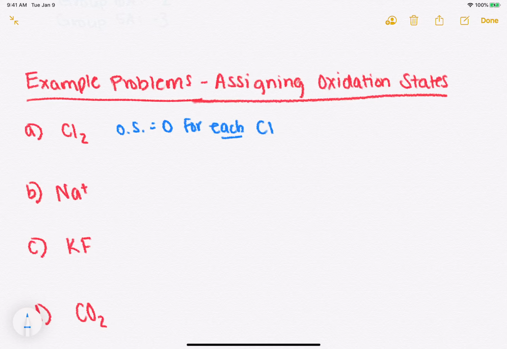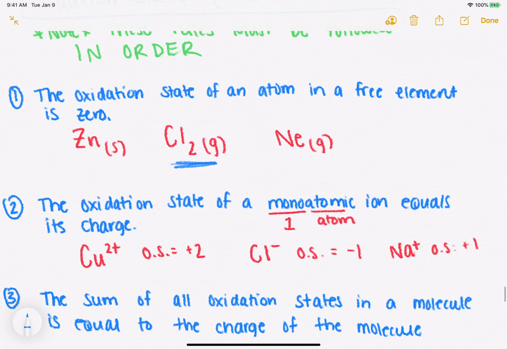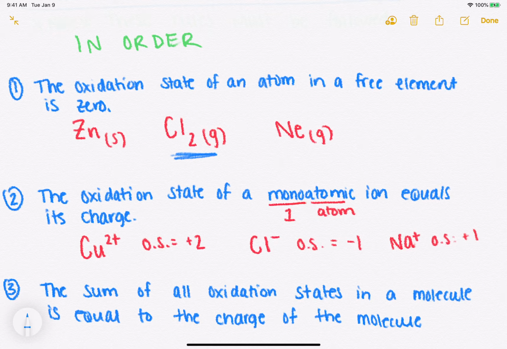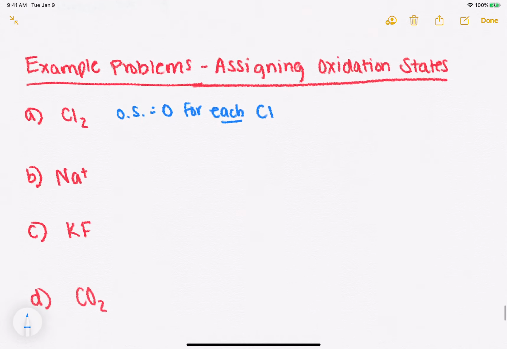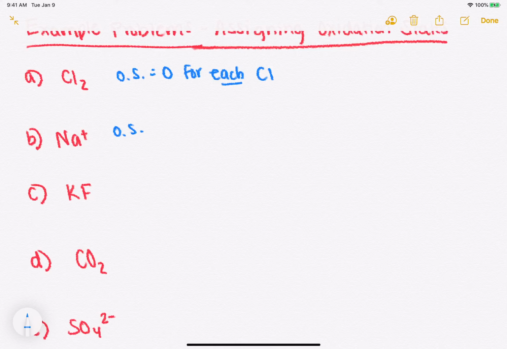Okay, so for B, Na+. The oxidation state of an atom in a free element is 0. Well, we don't have Na in its free element. Na in a free element would be just sodium metal. Instead, we have ionic sodium, so Na+. Rule number 2, the oxidation state of a monoatomic ion equals its charge. That is what we have in this case. So, and again, this is an example that I just showed. Na+, the oxidation state is going to be a +1. So, oxidation state equals +1.